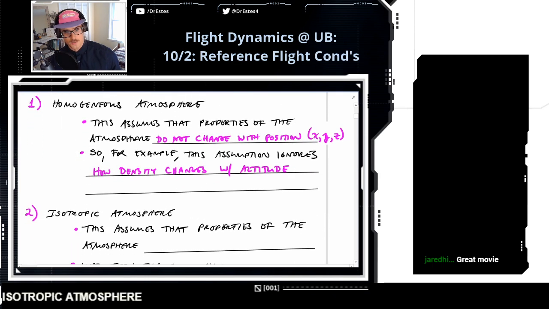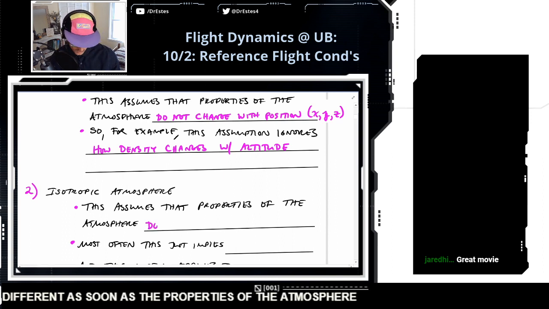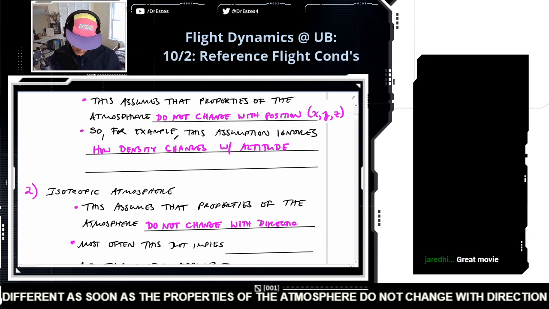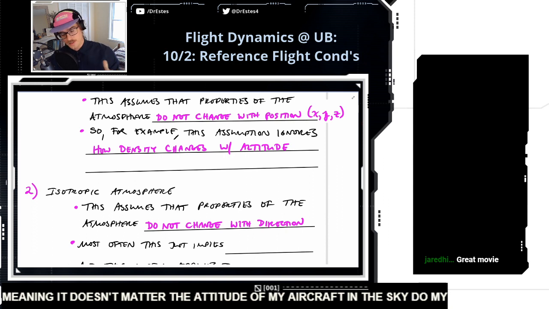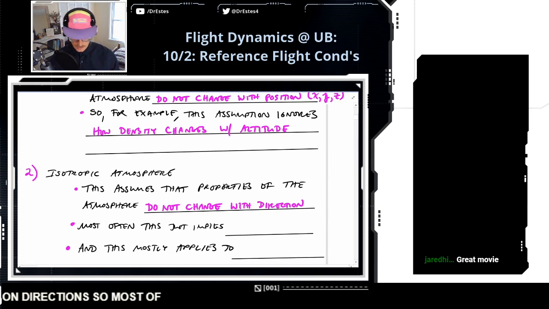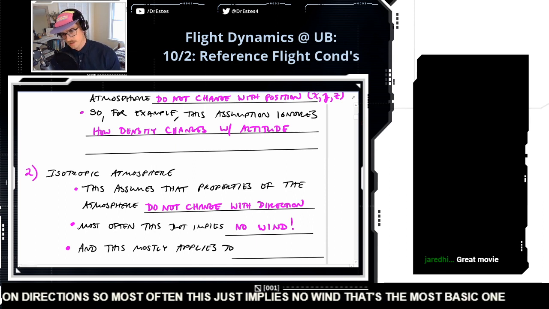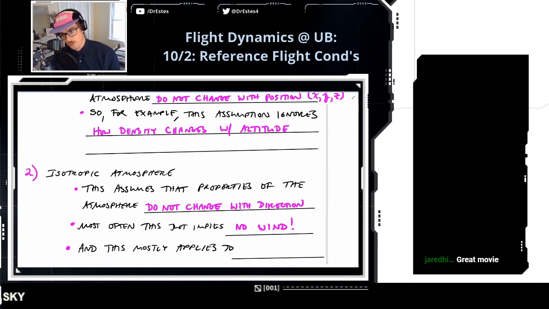An isotropic atmosphere, this is the next one. It's similar to homogeneous, but it's a little different. It assumes that properties of the atmosphere do not change with direction. Meaning it doesn't matter the attitude of my aircraft in the sky, no matter which way it's turned or pointed, the atmospheric properties aren't going to change depending on direction. So most often this just implies no wind. That's the most basic one. It doesn't matter if we're assuming we don't have any headwind. The relative wind that the aircraft is generating in this class is just a function of it flying through the sky. So it's moving relative to dead air, and that creates relative wind, but we're not assuming that there's wind blowing on its own.